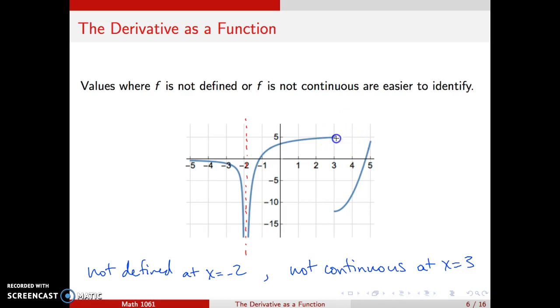It doesn't specify whether we've got this or a reverse situation, or maybe they're both open, and in fact it's not defined, but I'm assuming that it is defined. Certainly not continuous though. So f is not differentiable, the derivative does not exist at x equals -2 and x equals 3.